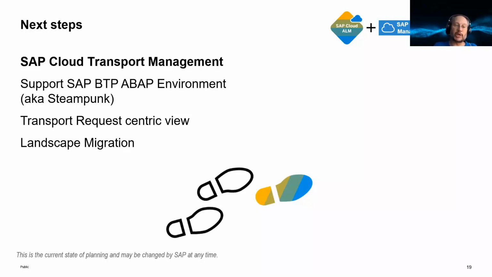And last but not least, we have the option of landscape migration, which is quite important for customers who already used Cloud Transport Management in the past and now would like to use the instance of Cloud Transport Management connected to Cloud ALM. There we will have the option to migrate the landscape from your existing one to another instance, so that you don't have to set up your transport landscapes anew.